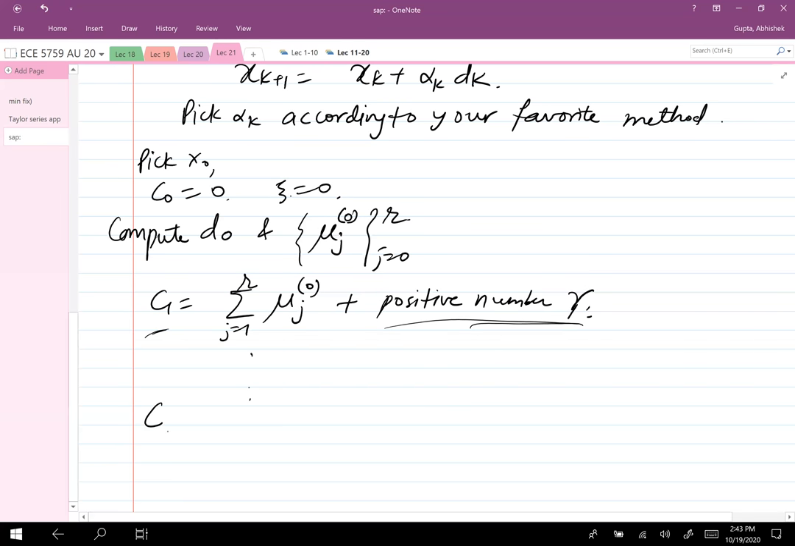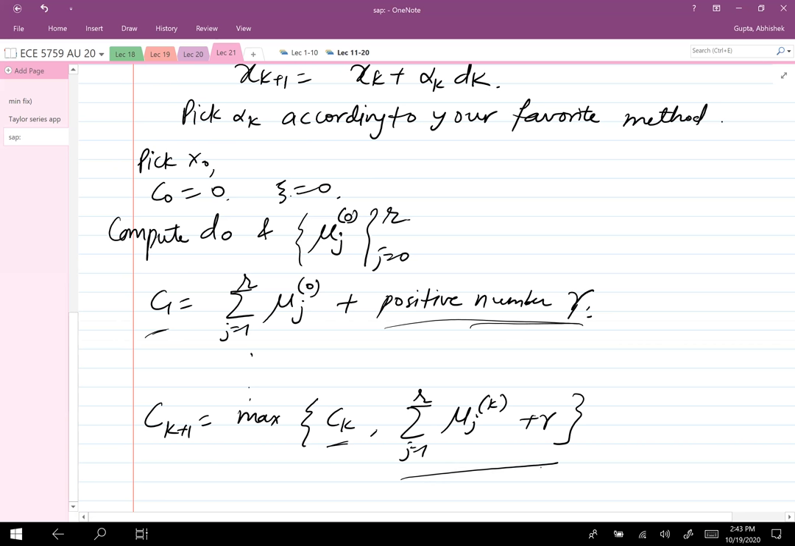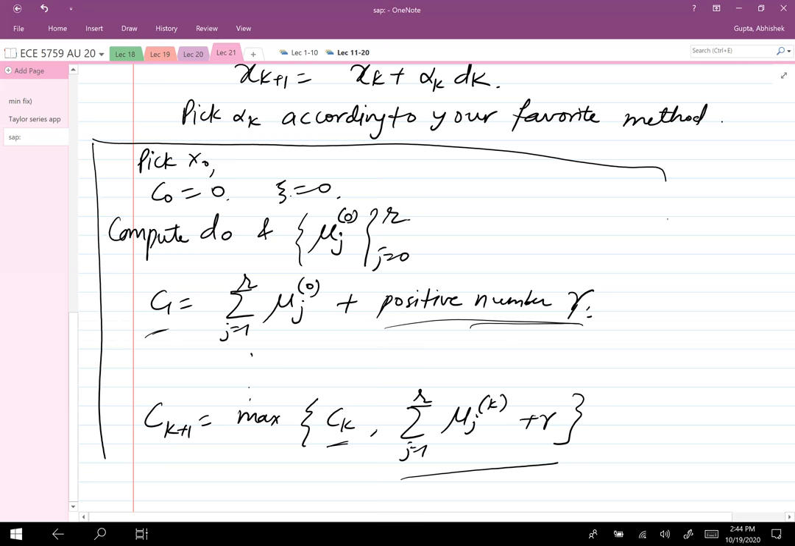So let's say C_{k+1} should be the max of C_k and the summation of mu_j^k, j equals 1 to r, plus gamma. Right, max of these two numbers. So this is the estimate of C in the previous time step, and this is the new estimate of C. And you take the maximum of these two estimates, and that should be equal to your C_{k+1}.